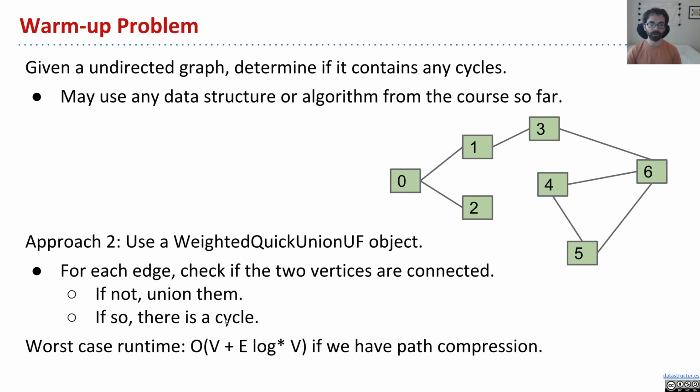Now the runtime of this approach is going to be V, because we have to create a weighted quick union object of size V, so that takes time V, and then the time to do all the union and connected operations is going to be E log star V. And if this isn't immediately obvious, well, later in lecture when we talk about an algorithm called Kruskal's algorithm, it'll become clear why this is E log star V.